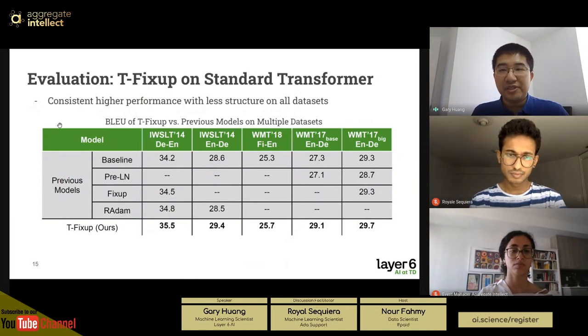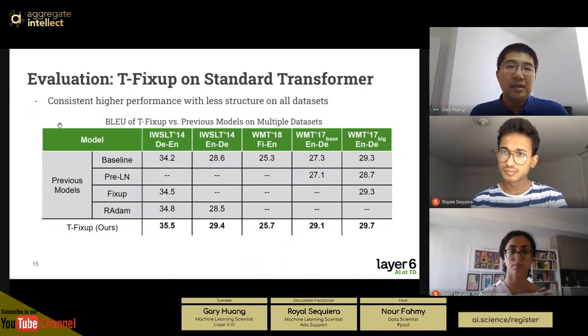The performance is particularly strong on the WMT-17 English-German dataset with the base configuration, outperforming the baseline by nearly 2 BLEU points. These results indicate that by using our simple initialization, we can effectively remove both layer norm and warmup and still achieve leading performances, indicating that tailoring weights initialization to the specific structure of the transformer is indeed beneficial.